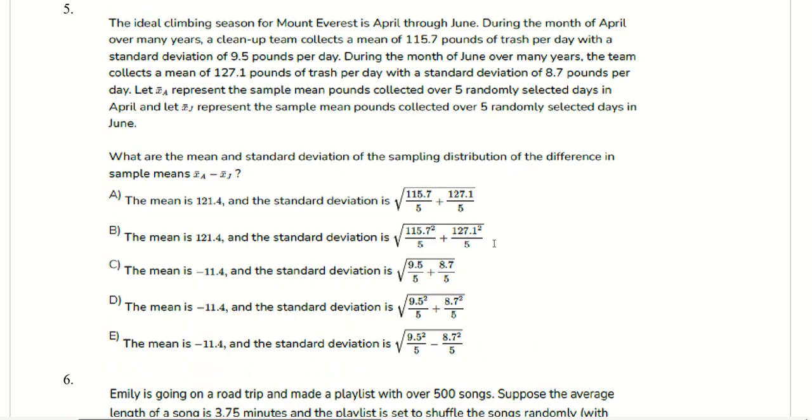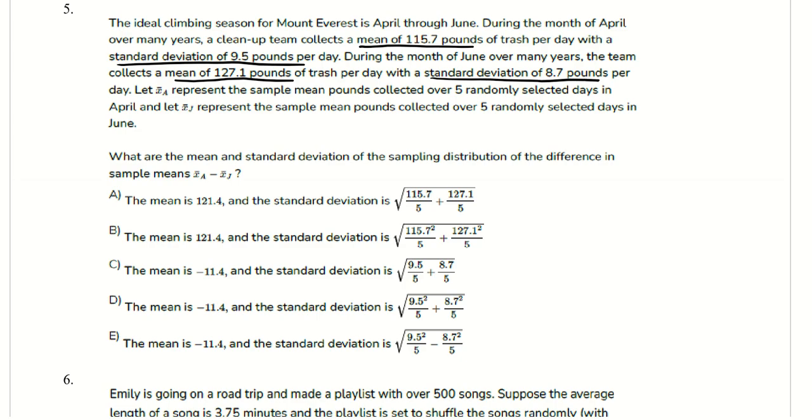All right, number 5. The ideal climbing season for Mount Everest is April through June. During the month of April, over many years, a cleanup team collects a mean of 115.7 pounds of trash per day, with a standard deviation of 9.5 pounds, okay, per day. During the month of June, over many years, the team collects a mean of 127.1 pounds of trash per day, with a standard deviation of 8.7 pounds per day.